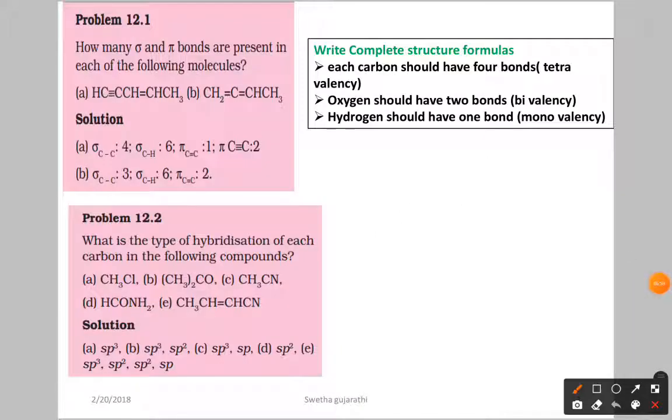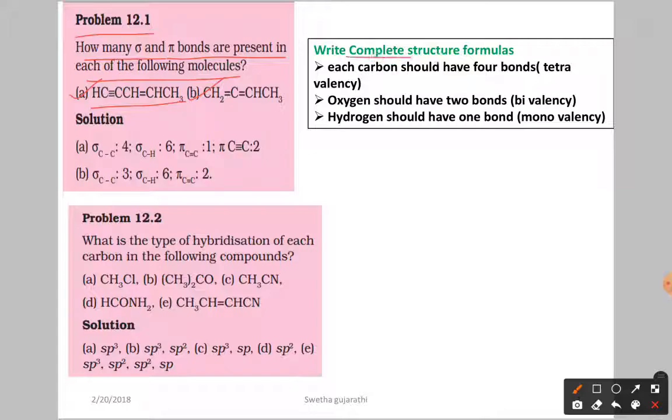Now let us see problem number 12.1 in the in-text questions. How many sigma and pi bonds are present in each of the following molecules? Here we have two molecules, A and B. We have to identify how many sigma and pi bonds are there. For that you have to write the complete structure.